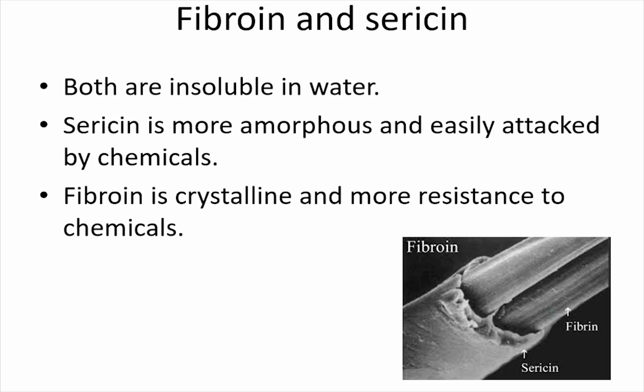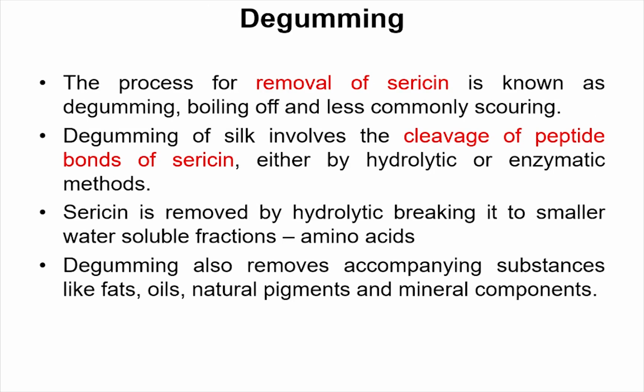In the picture, it is clearly shown. This is the fibroin and this is the sericin gum. You have to remove the sericin gum to get a pure silk fiber and a more lustrous one. So degumming is the process of removal of sericin. It is also commonly called boiling off or scouring of silk, and degumming.